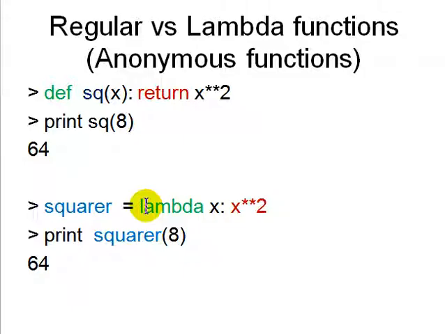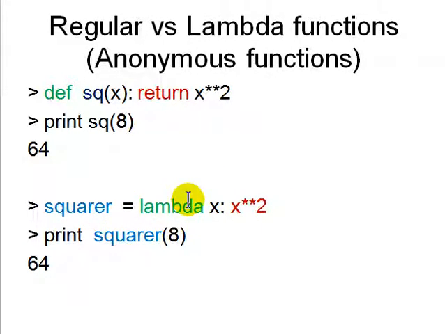Or you could directly define it as a lambda function. That means that instead of a function name, you just put a lambda. That comes from lambda calculus, and if you're more interested, you can look up lambda calculus on Google or on Wikipedia. So you say lambda x, then colon, then the expression x raised to 2. That's an object. This is a function.